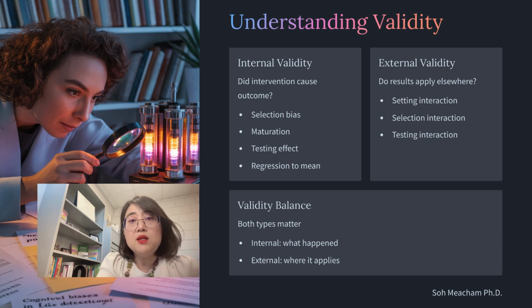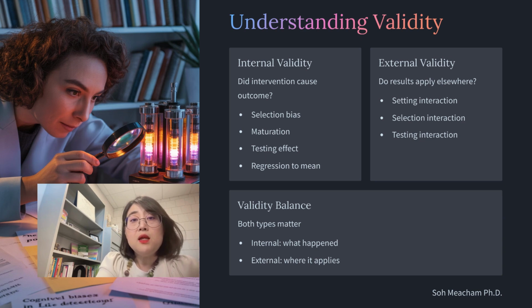Regression to the mean is when extremely low-scoring students often improve naturally because of statistical tendency rather than because of any intervention applied. For example, if we select students with very low scores for a special reading program, their scores might improve simply because they were unusually low to begin with.